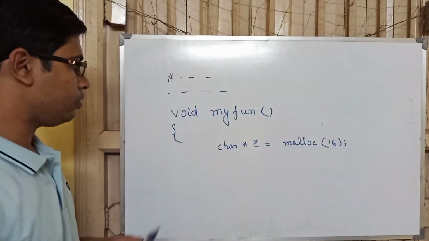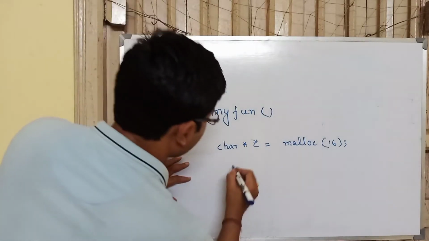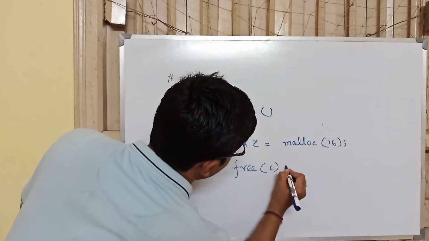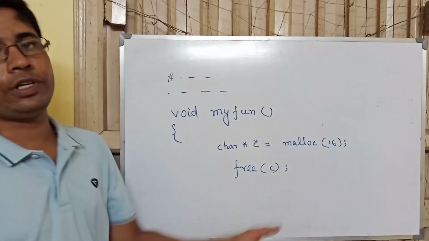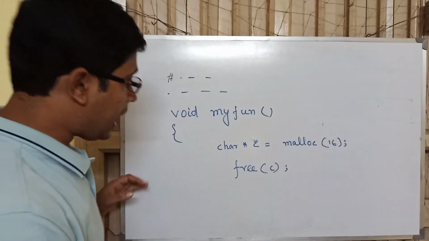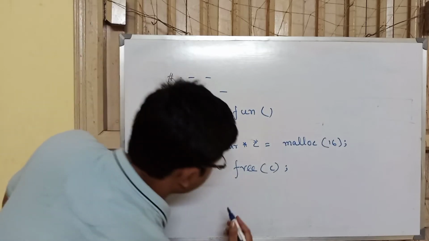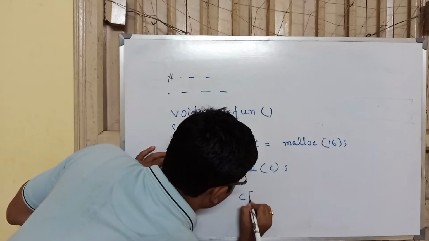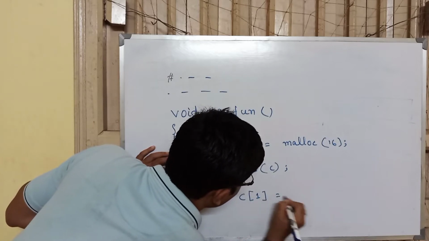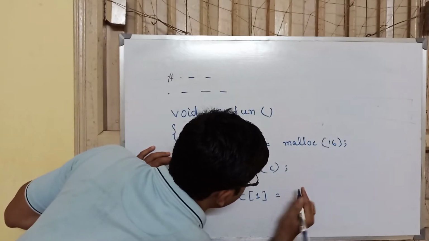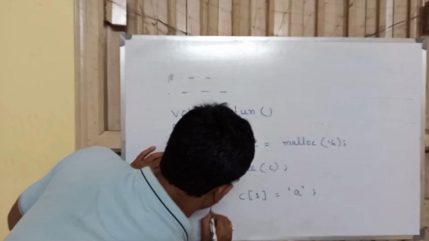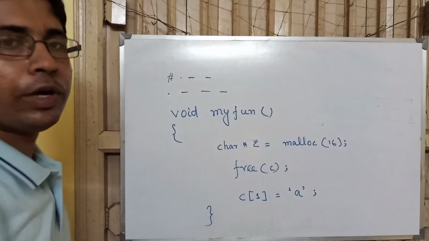After that, what I am doing is free c. I am freeing the memory which is allocated to c. Now when we do this, c of 1 equals to A. This will result in a dangling pointer problem.